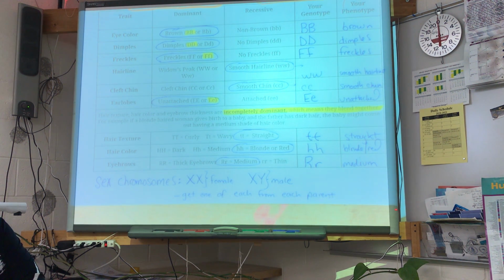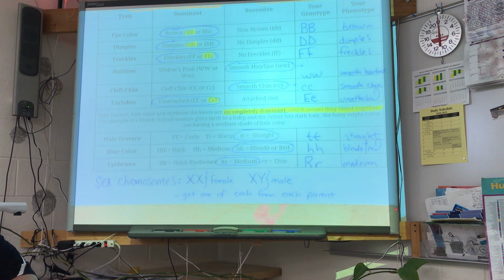We could do a Punnett square with sex chromosomes too. This is a very sloppy one that I drew. The idea is mom is going to give you an X chromosome or an X chromosome. Dad's going to give you an X or he's going to give you a Y chromosome. Statistically, 2 out of 4 of the offspring are going to be males, and statistically 2 out of 4 will be females. It has to do with the father in terms of whether there's a Y chromosome or an X chromosome.